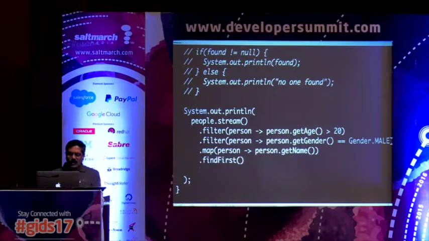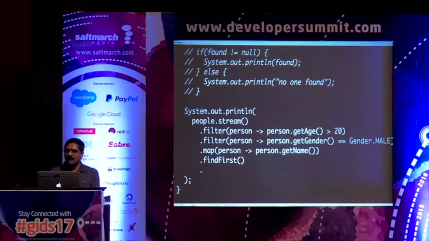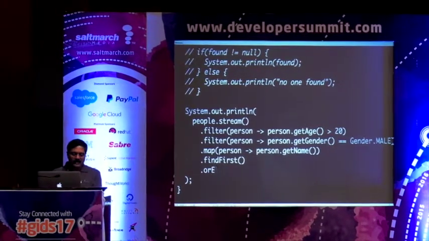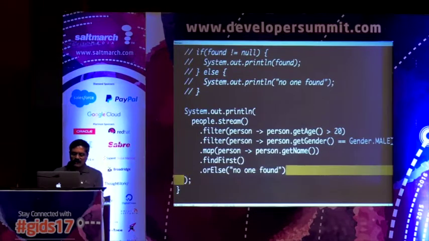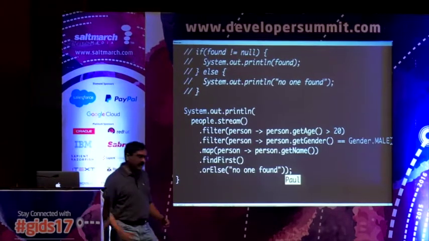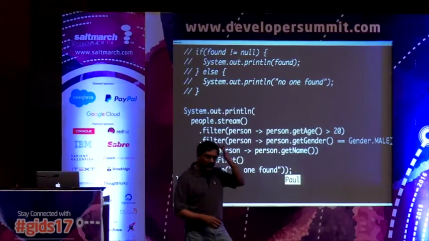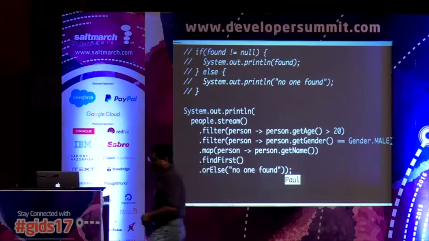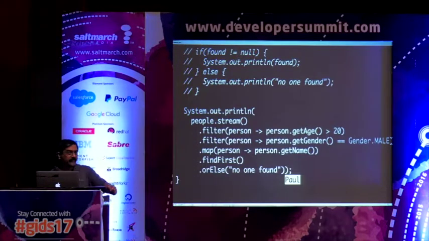Well, then you say, all right, if there's a name, give it to me, please. Or else, what do you want to give? I'm going to say orElse, no one found. So this becomes a very concise way to write exactly the code we wanted to write. So this is the functional approach, as you can see. Now, in this case, notice, we're not using the for loop.